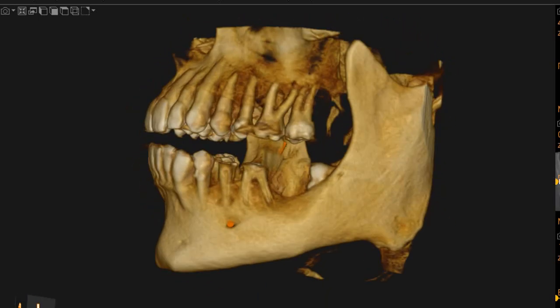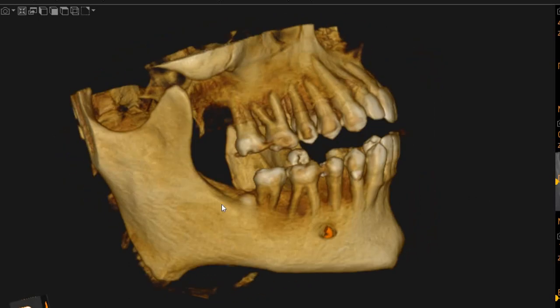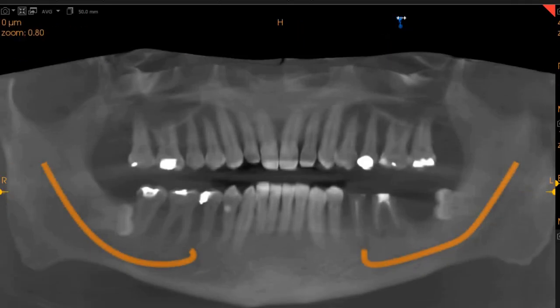This is the CBCT of the patient which you had requested. The area of interest is the lower left 7 and the upper right 7. The lower left 7, as you can see, is an edentulous area. This is the panoramic view.